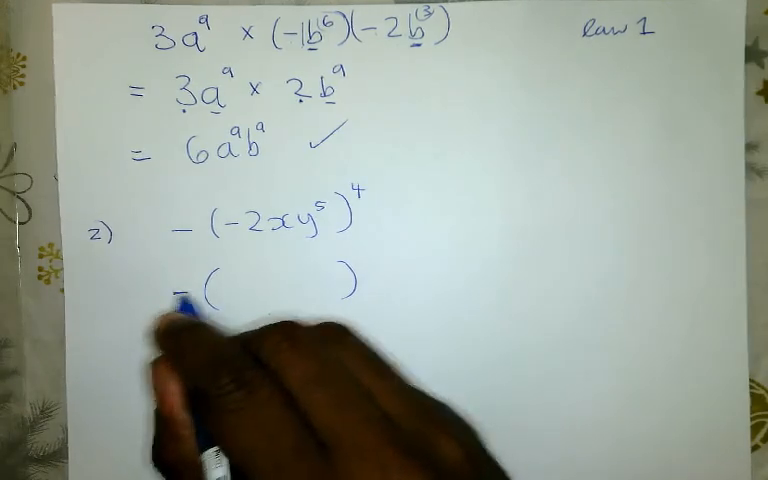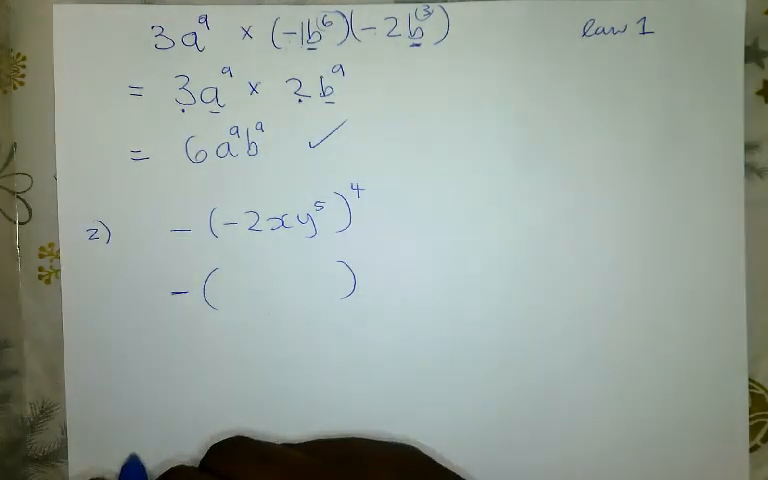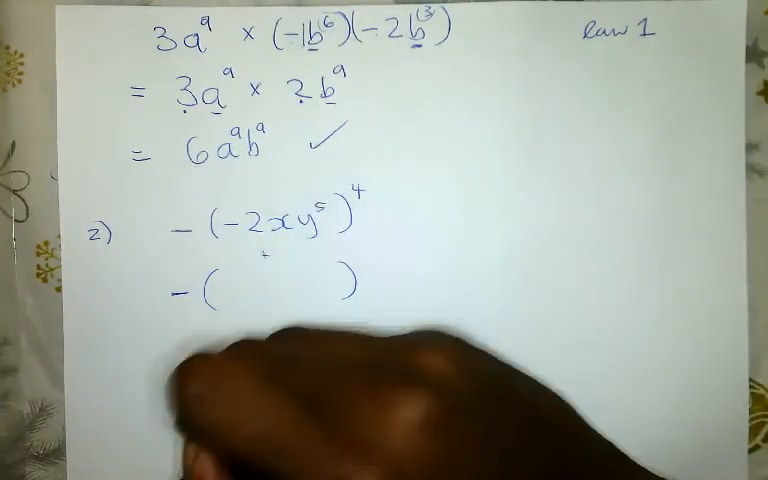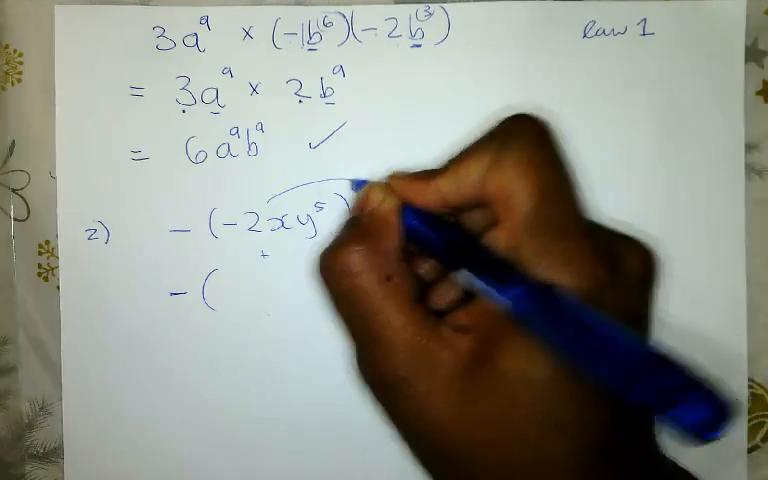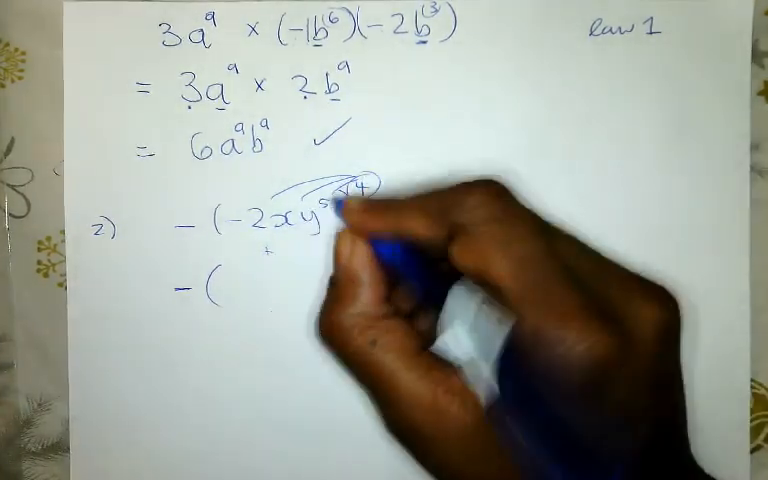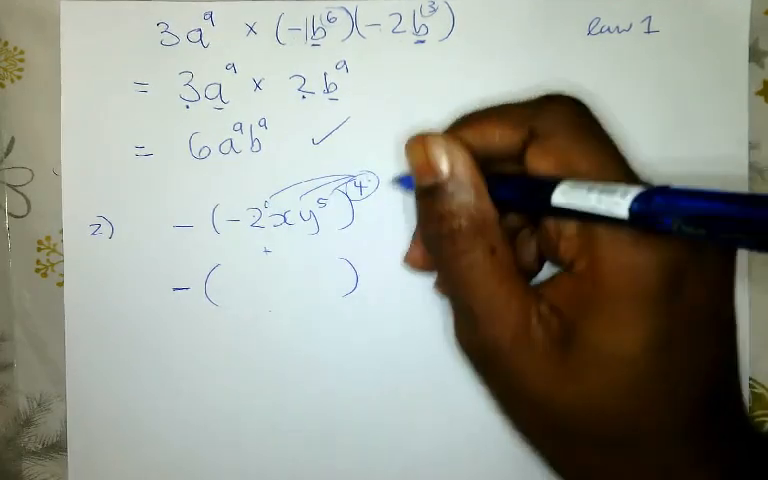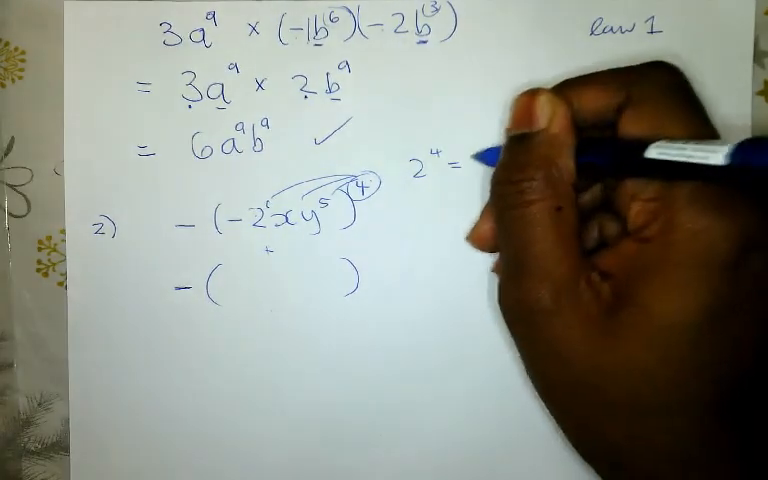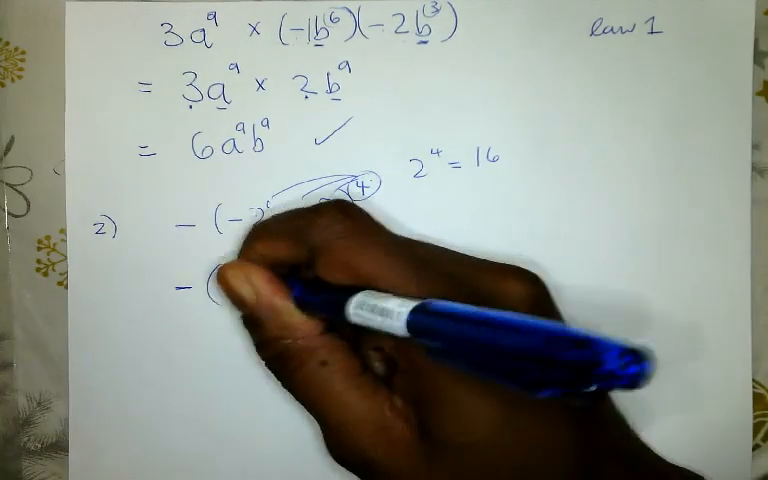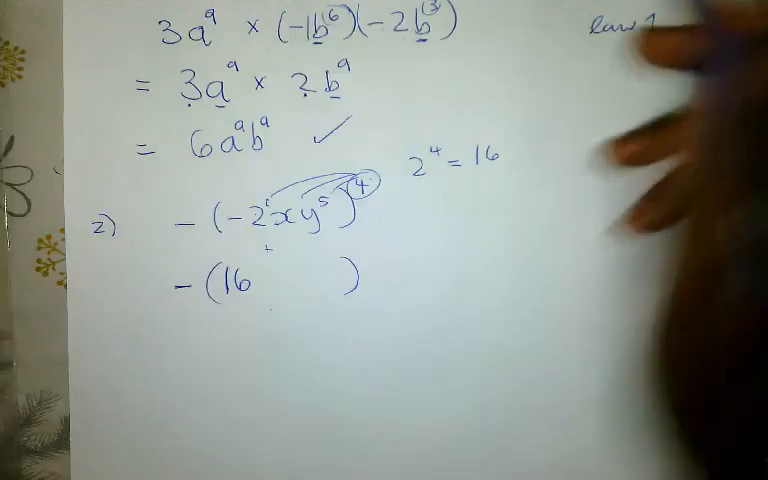So I know my answer here will be a positive answer. And then I'm going to distribute the power of 4. So what is 2 to the power of 4? 16. Yes. A positive 16 because of the even number.